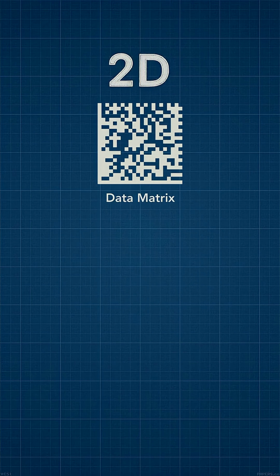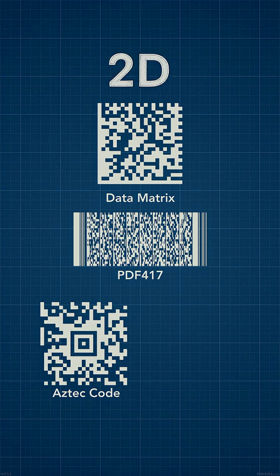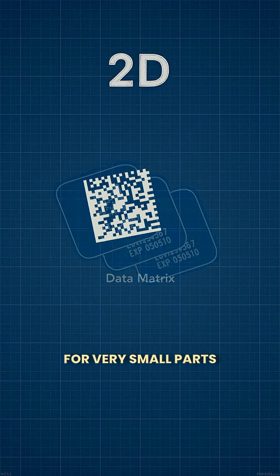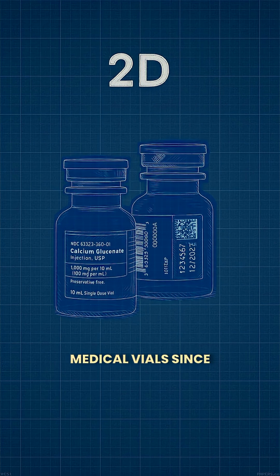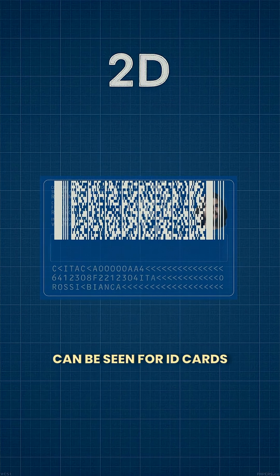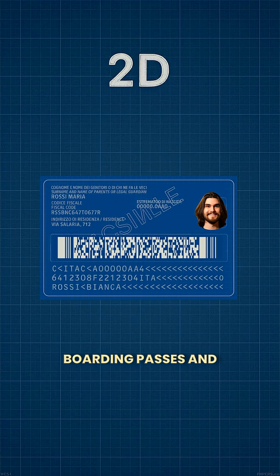QR codes fall into the 2D category, but there are also other types of 2D barcodes, such as Data Matrix, PDF417, Aztec code, and Maxi code, which all have different use cases. Data Matrix is used for very small parts, like microchips or medical vials, since they don't require as much space as a QR code. PDF417 can store much more data and is safer than QR, so it can be seen for ID cards, boarding passes, and documents.